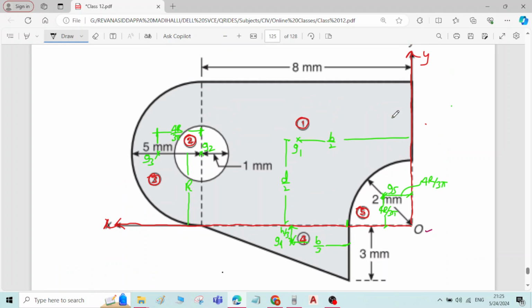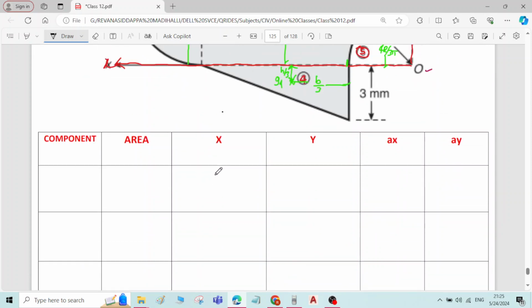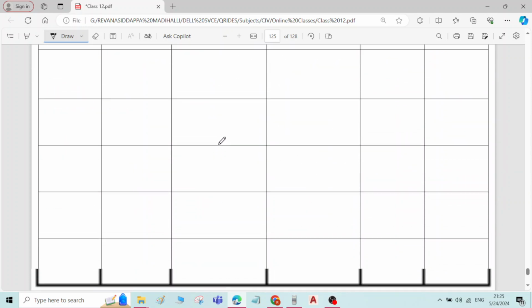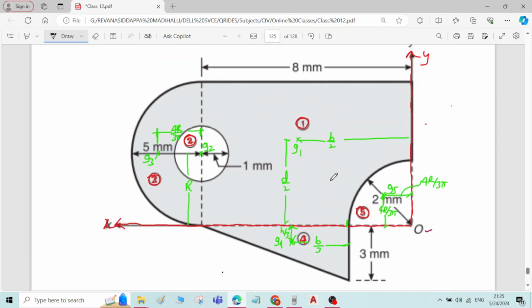And a very important thing, the reference axes we have here with respect to the point O come under the second quadrant. In the second quadrant, x is negative and y is positive. Therefore, while finding the x values, we have to take a negative sign for the x values and a positive sign for the y values, because the reference axes are in the second quadrant.